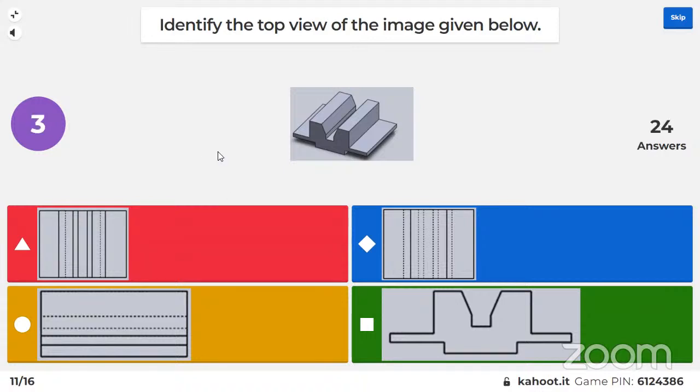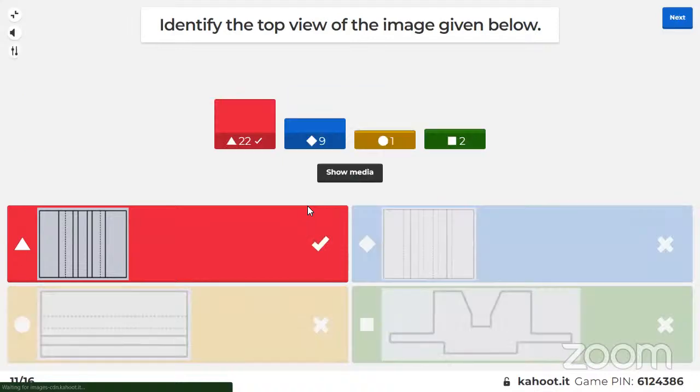All right. Identify the top view of the image given below. Which one? With the shape code of triangle.